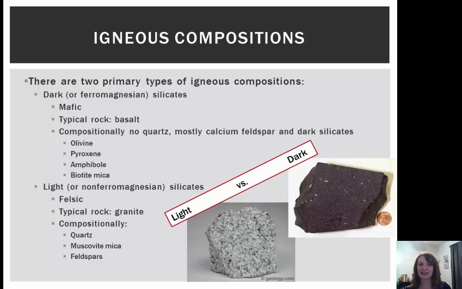Now for our light or our non-ferromagnesian silicates, we have felsic. Our typical rock type is granite, and it's compositionally quartz, muscovite, and feldspars. So just comparing these two rocks that we have images of, we can see that the color of this one is light, while this one up here is dark. So one's mafic and one's felsic.